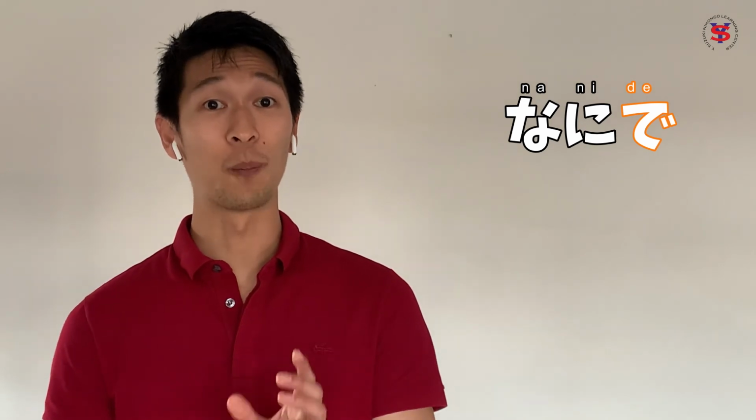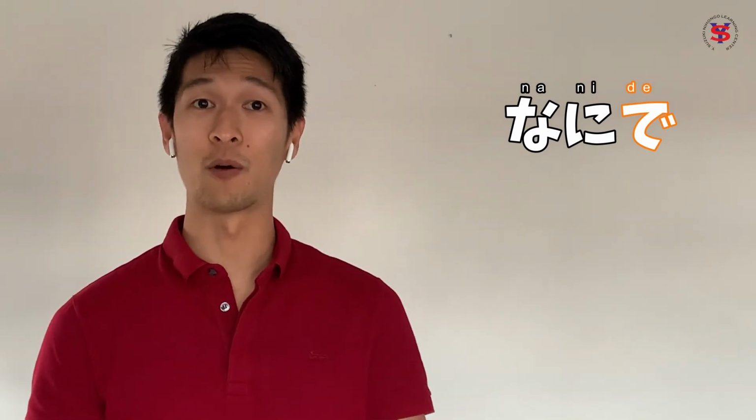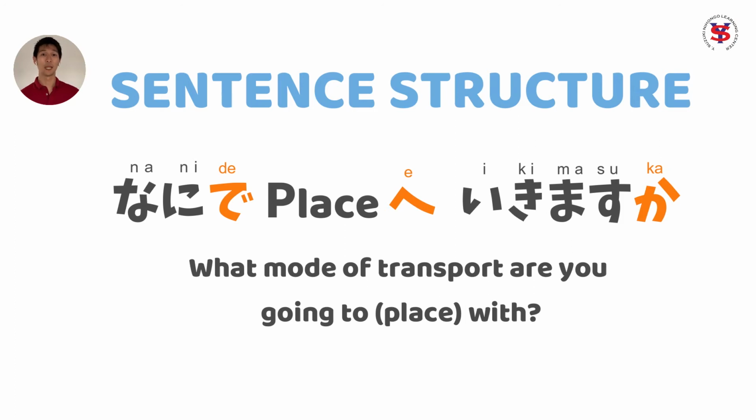Alright, so for the last part of our lesson today, we will practice how to ask and answer questions using what we learned today. So kapag tatanungin natin kung ano ang mode or method of transport na ginagamit, we use the question, nani de? Nilalagay natin ito sa umpisa, so for the complete sentence, that would be, nani de place e ikimasu ka? In English, this is, what mode of transport are you going to place with?